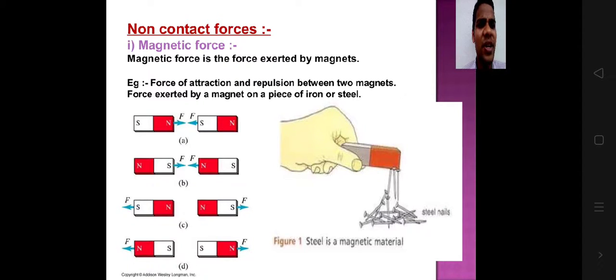So you can say A and B are pulling towards each other, and C and D are pushing away from each other. In this sense, it's a non-contact force. The force is existing and there is no contact between the objects. So magnetic force is the best kind of example.